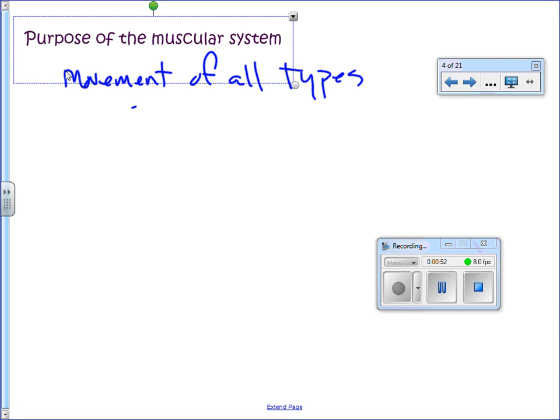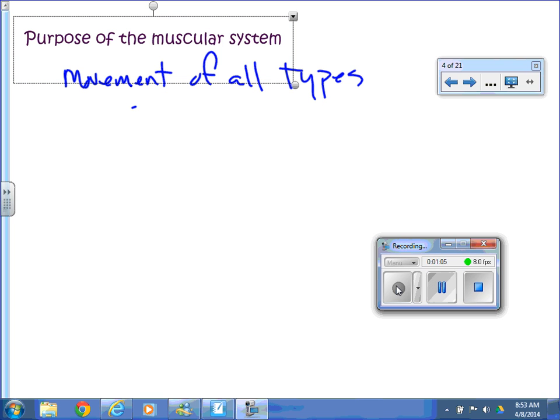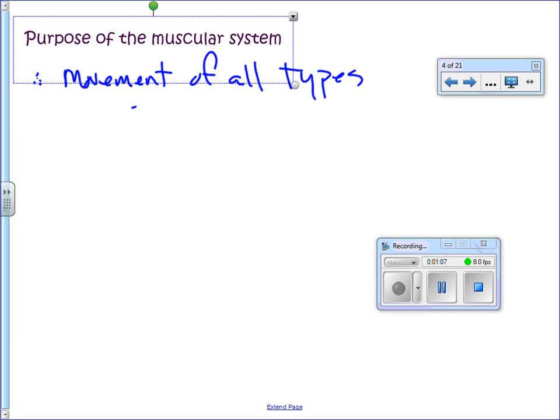Anything else? Yeah, it's assisting with other things. What we're going to find, the more systems we study, is that all of the systems actually overlap with each other. Of course the muscular system is going to help pump the blood and help digest the food, but we're not going to count that because those are muscles that are in the other systems. The only other really major thing the muscular system is doing is providing protection.